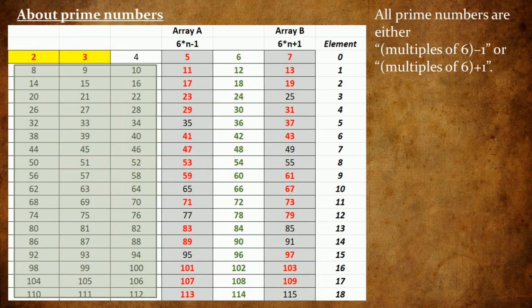If you arrange numbers like this, you will quickly see that all prime numbers are either multiples of 6 minus 1 or multiples of 6 plus 1.